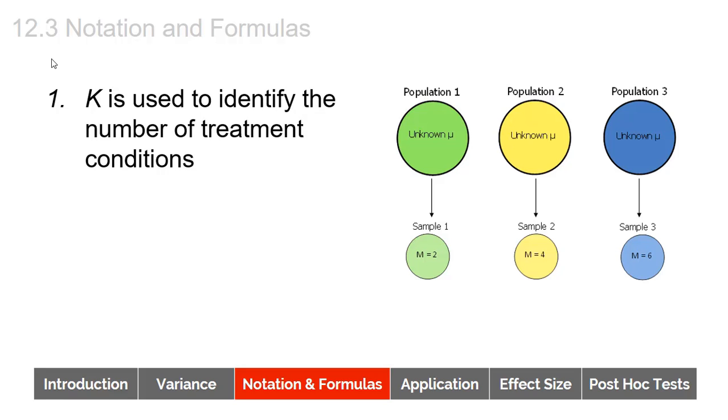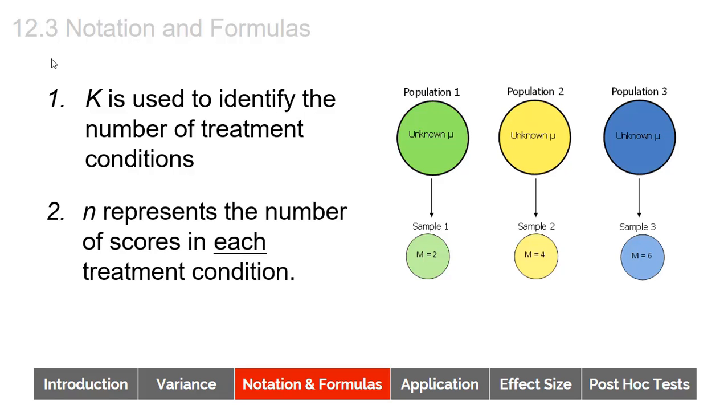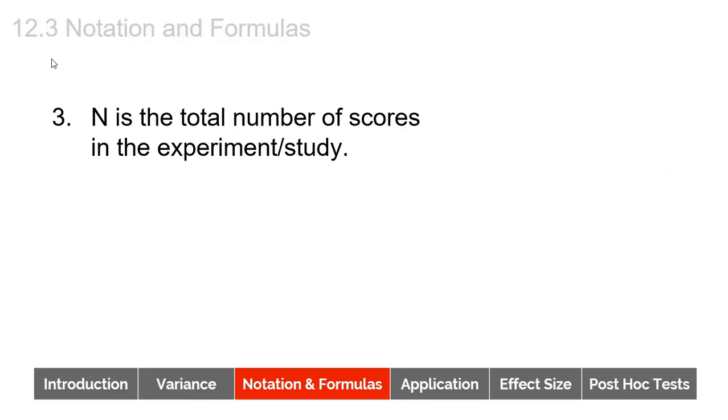So, notation and formulas. First of all, K is used to identify the number of treatment conditions. Now, K and conditions start with the same sound, so that might be how you can remember that the letter K means the number of treatment conditions. So in this case, we have K equals 3 because we have 3 different groups. And a lowercase n represents the number of scores in each treatment condition. So however many people are in each treatment condition, that's the n, lowercase. Capital N is the total number of scores in the experiment or study. It's adding all of the people up together.